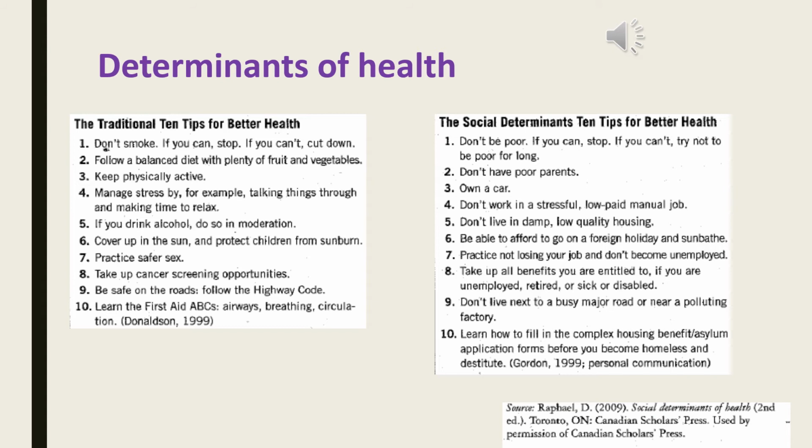Before I move on to the next part of the population health promotion model, I wanted to share this slide. It really speaks nicely to the social determinants of health. On the left part of the screen, you can see it says the traditional 10 tips for a better life. Number 1, don't smoke. If you can, stop. If you can't, cut down. 2, follow a balanced diet with plenty of fruits and vegetables. 3, keep physically active. 4, manage stress. 5, if you drink alcohol, do so in moderation. 6, cover up in the sun and protect yourself from sunburn.